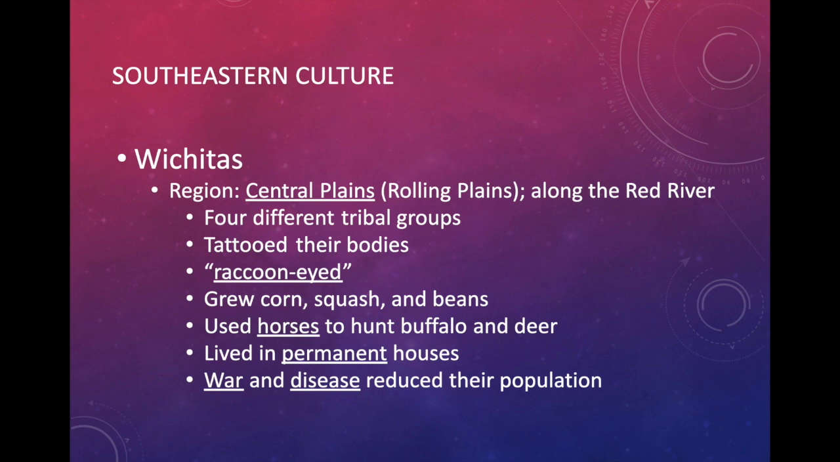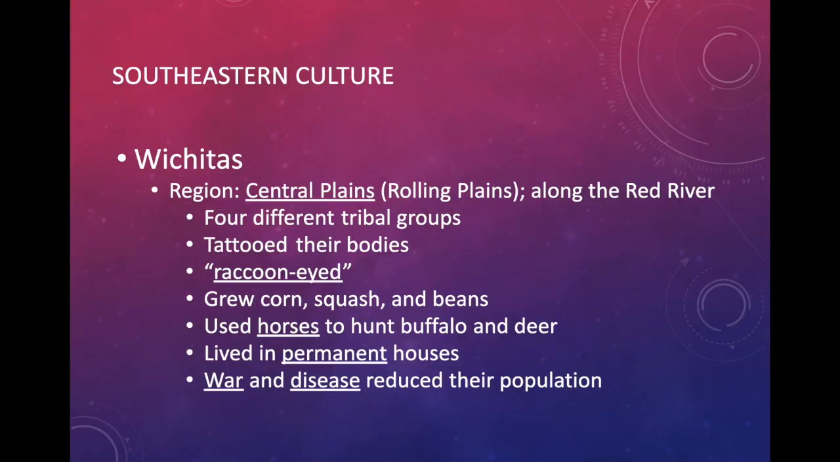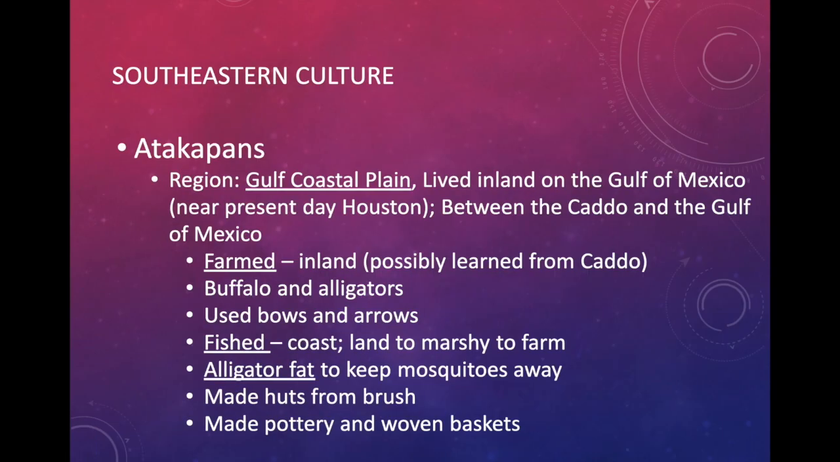When they hunted the buffalo, though, and used horses, this put them in competition with a group called the Plains culture, so they went to war a lot with that group. They also will die out from diseases, so that's how their culture is going to kind of peter out, and that is their population decreased due to war and because of different diseases that were brought by the Europeans. This is an example of a Wichita grass house, or it's also called a hay house.